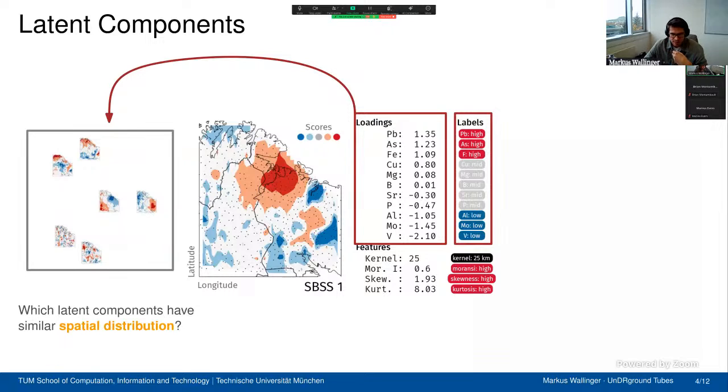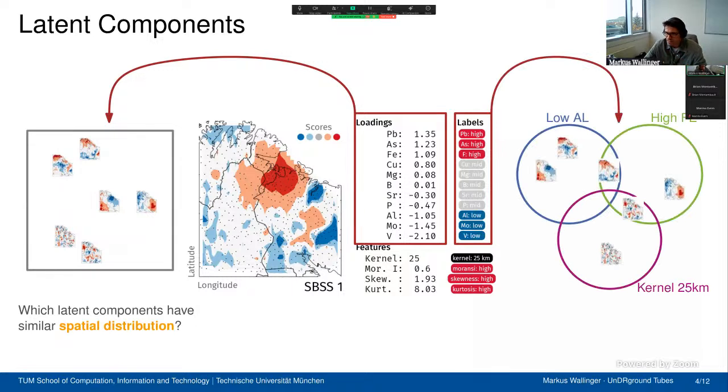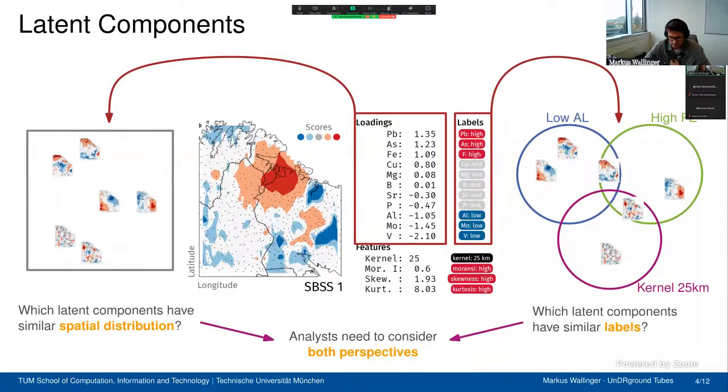The second factor that they are considering during the analysis process is these labels. This is closely correlated with their mental model. They don't care about loadings that are somewhere in the middle. They care about the highest and the lowest values of loadings and assign labels accordingly. And what this gives rise to is a set visualization system. So for example, the analyst could be interested in which latent components have lower aluminum, but also high iron contents. And of course, they need to consider both perspectives.